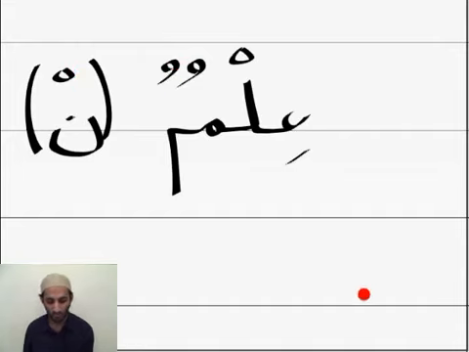One more quick point to note about the dhamma tanween is that it's usually, in fact, written like this, like a 69. That's the dhamma tanween. So just bear that in mind.